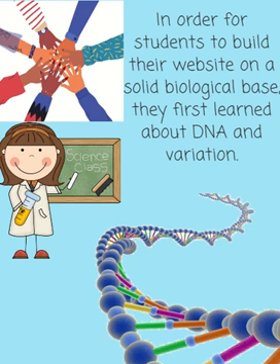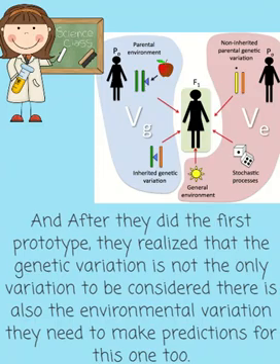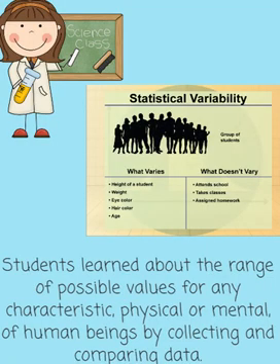In order for students to build their website on a solid biological base, they first learned about DNA and variation. After they made the first prototype, they realized that genetic variation is not the only variation to be considered. There is also environmental variation. They need to make predictions for this one too. Students learned about the range of possible values for any characteristic, physical or mental, of human beings by collecting and comparing data.